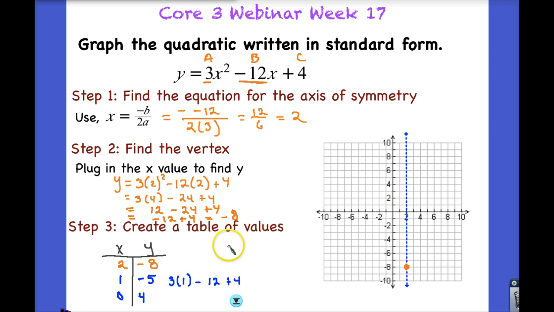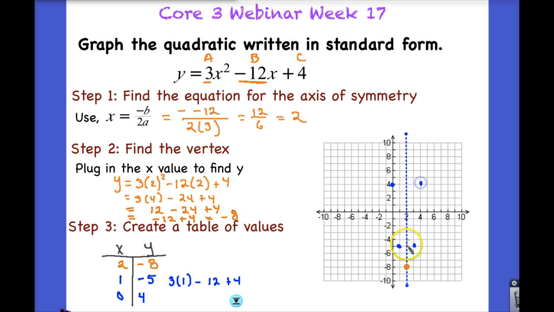It's too much strain. So now all we have to do is plot these. So I get 1, -5, which is right here, and 0, 4. See how big a difference there is between 1 and 0, how much it grew? Well, the nice thing about the line of symmetry, guys, is remember that you can plot a point right on the other side symmetric to the one you just did.